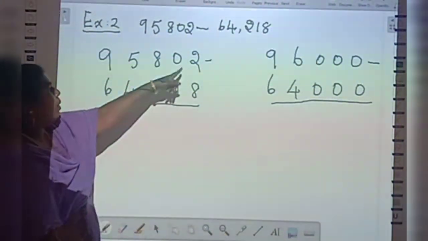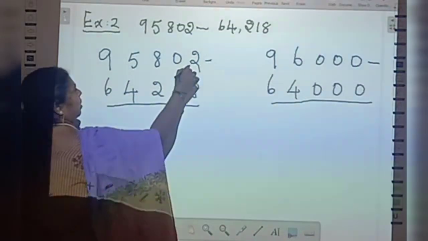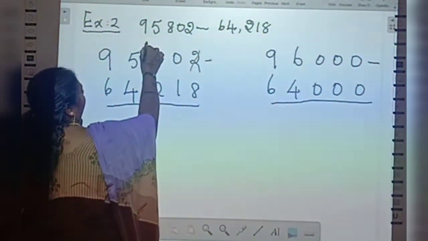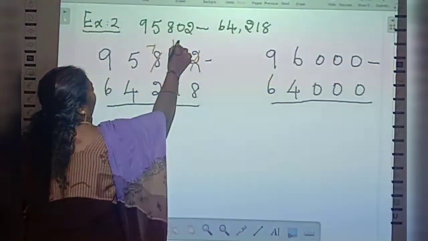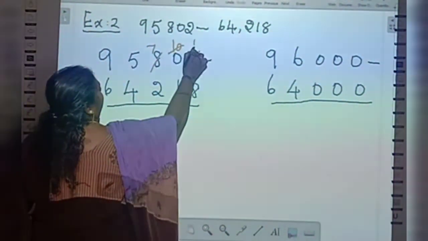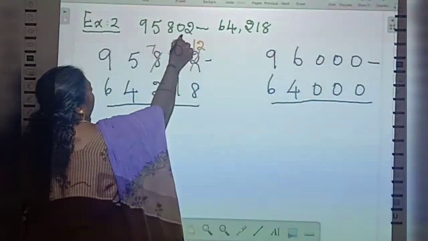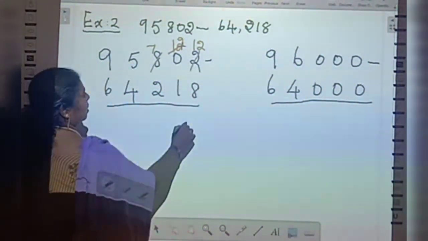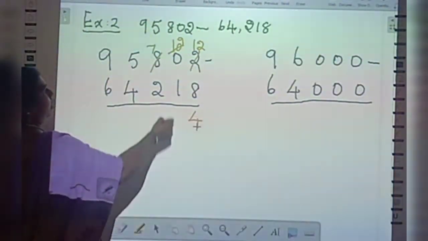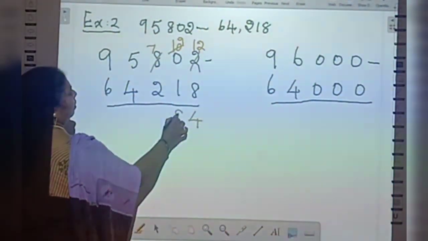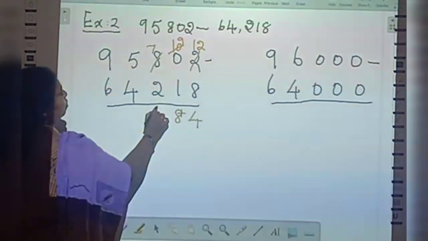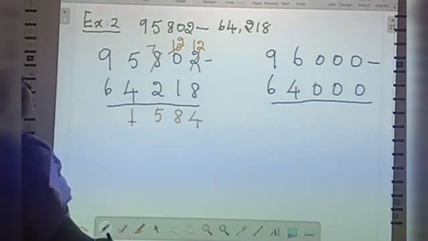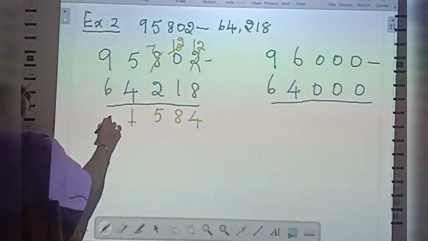Subtract. 2 minus 8. We cannot subtract, isn't it? We have to borrow from here. Here 0. Then we have to borrow from here. That means it will come here 10. From here we are going to take 110. Balance here 9. But here 12. Then 12 minus 8 is 4. Then 9 minus 1, 8. Then 7 minus 2, 5. Then 5 minus 4, 1. Then 9 minus 6, 3.